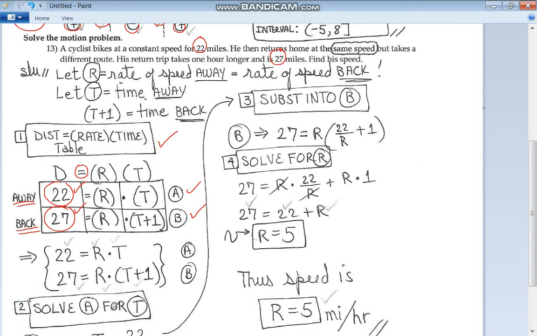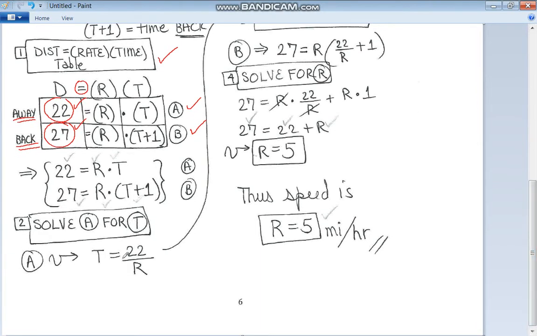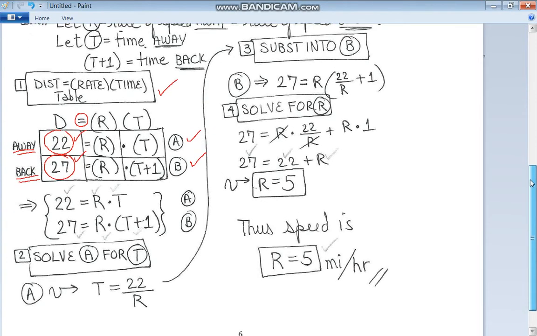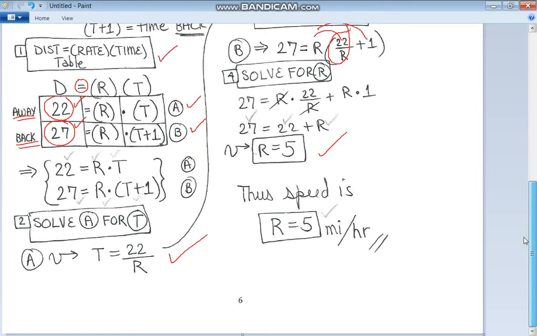All right, so what we're going to do is solve the first equation, A, for one of the variables. We'll solve it for t. Once we have that, this is equation A, t equals 22 over r. We solve for t. Now, next step 3, we're going to substitute that result into equation B. 27 equals r times t plus 1, but in place of t, we use the 22 over r that we got here. Now we're going to get rid of the parentheses by distributing multiplication. This cancels. 27 equals 22 plus r, so r is equal to 5. And that's what they asked us to find, the speed r. It's equal to 5.